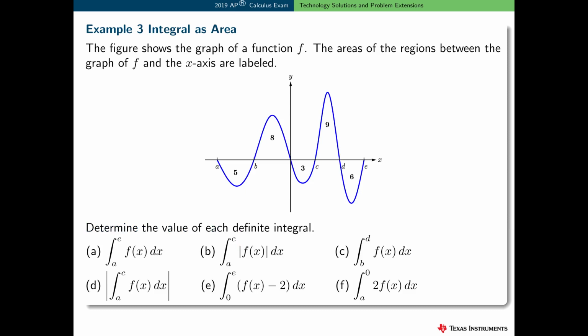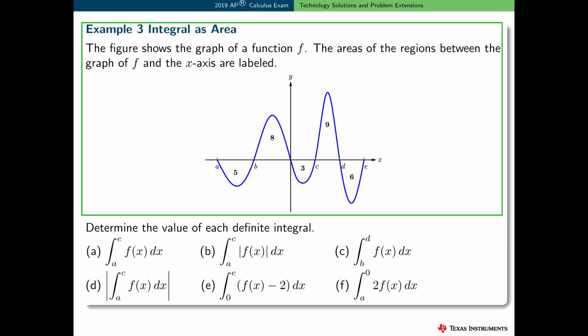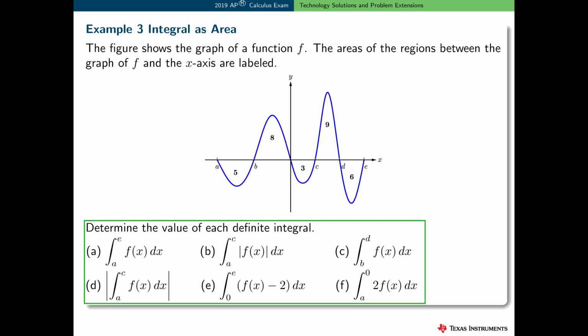Here's another example. The solutions depend upon the properties of integrals and associating a definite integral with area. The figure shows the graph of a function f, and there are 5 labeled values on the x-axis, and the graph of f passes through the origin. The areas of the regions between the graph of f and the x-axis are labeled. Determine the value of each definite integral.